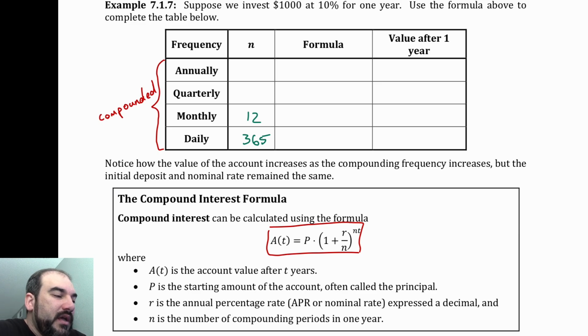If it says quarterly, you may have not heard quarterly before, but it comes from the word quarter. And there are 4 quarters in a year, so this is going to be compounded 4 times if the question says quarterly. Finally, if it says annually, that just means once a year, right? So that'll be N of 1.